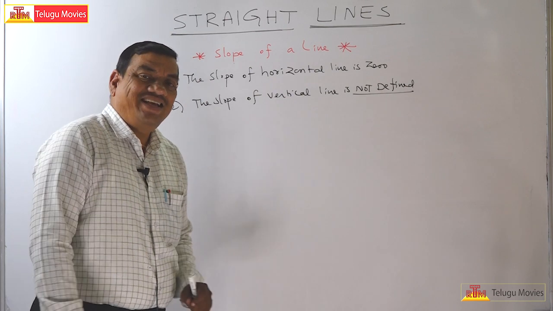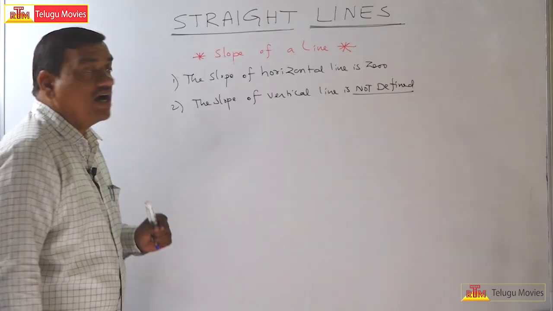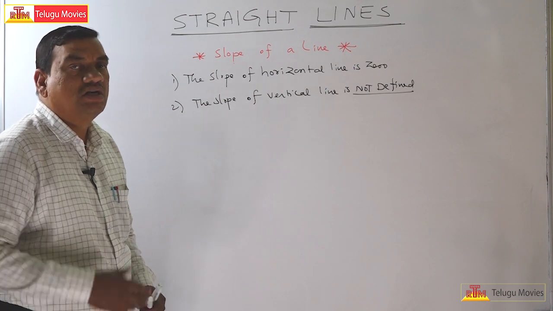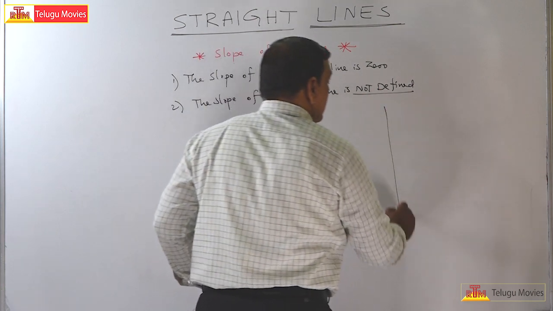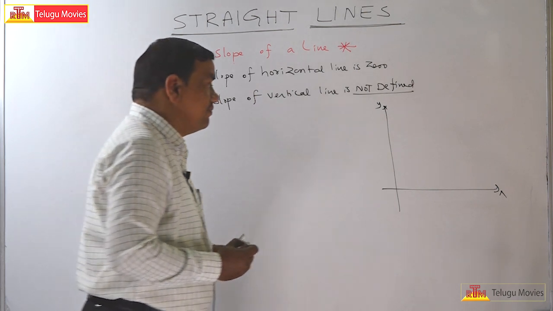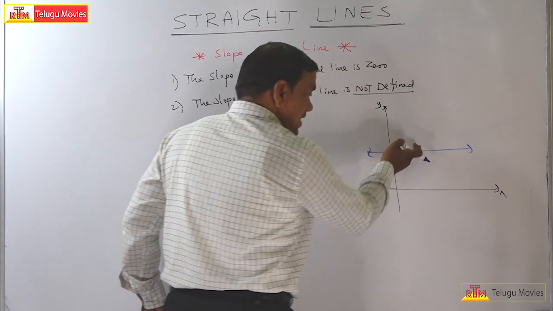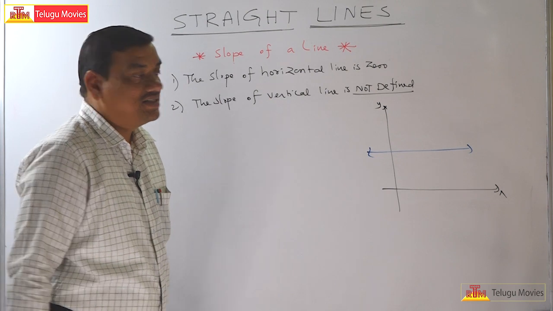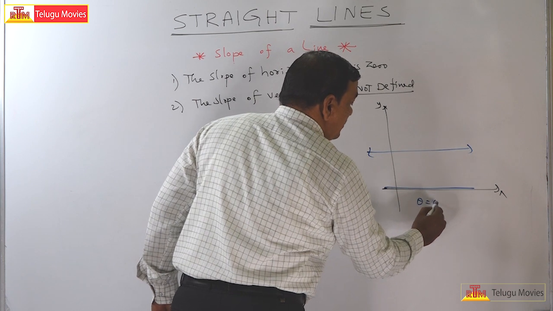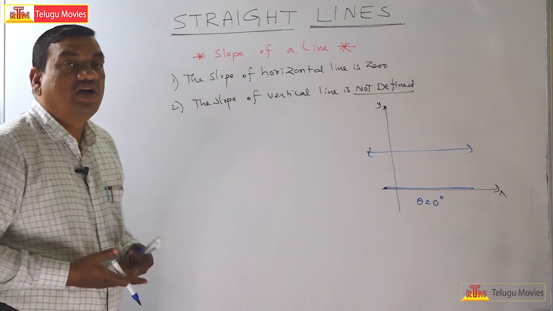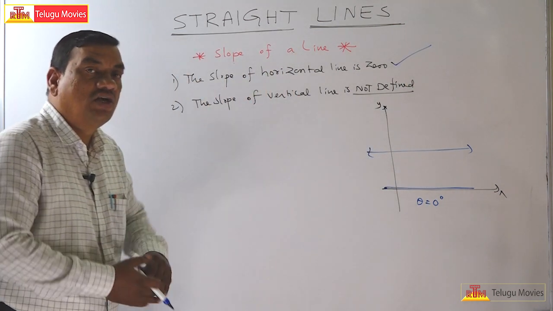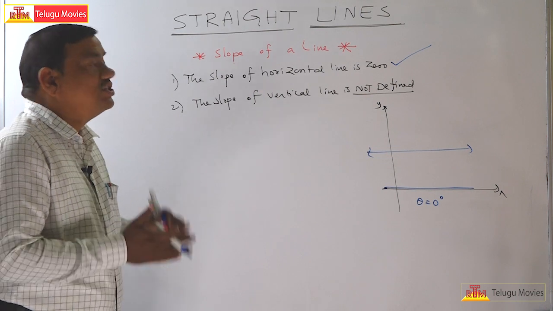Dear students, let us see some important points regarding the slope of a line. What is the slope of a horizontal line? It is 0. Why? Because this is the x-axis, y-axis. The horizontal line means this is a line. What is the angle made by the horizontal line with the x-axis? Draw a line parallel to this. If it coincides, what is the angle? Theta is equal to 0 degrees. Therefore, what is tan 0? 0. Therefore, any horizontal line, whether it is the x-axis or any line parallel to the x-axis, its slope is 0.